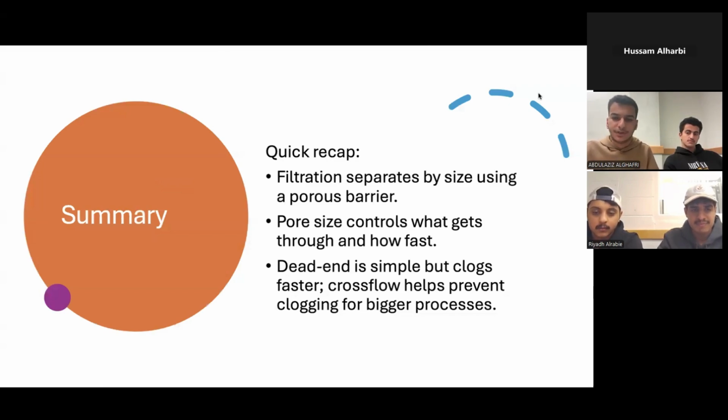To wrap up, filtration is separating by size using a porous barrier. Pore size controls what gets through and how fast. So we learned two ways of filtration, which is dead end and cross flow.